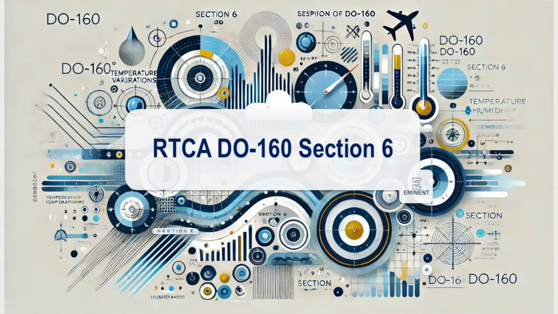Key categories of humidity testing in DO-160 Section 6. DO-160 Section 6 classifies humidity testing into categories that simulate different levels of moisture exposure. Based on FAA standards and customer requirements, the appropriate testing category is selected depending on the equipment's installation location and expected exposure to humidity.